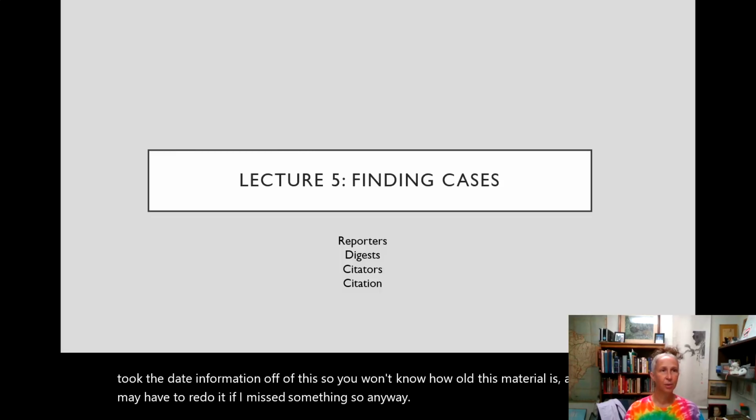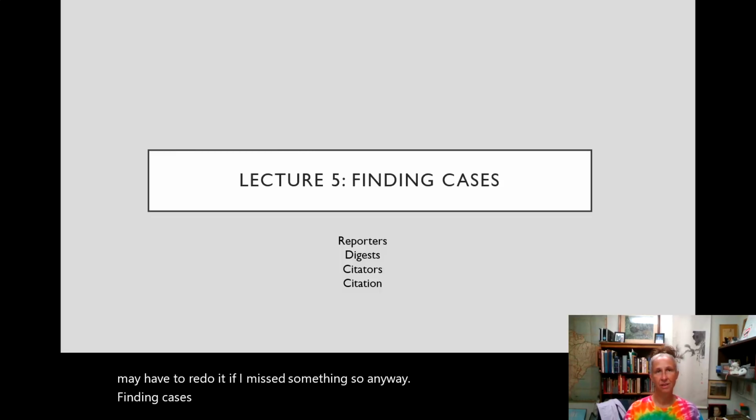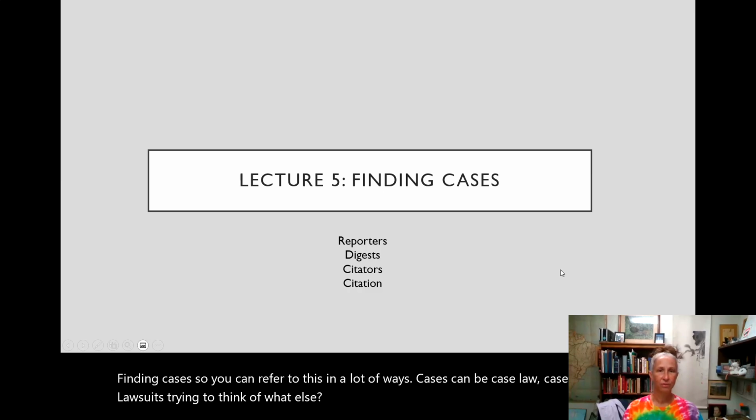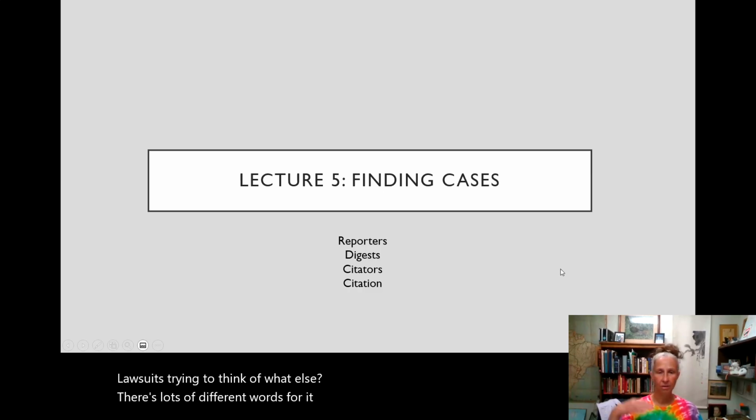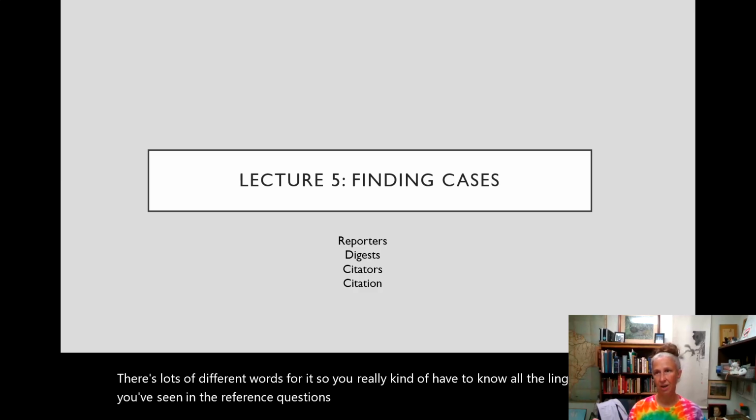Finding cases. So you can refer to this in a lot of ways. Cases can be case law, cases, opinions, lawsuits. Trying to think of what else. There's lots of different words for it. So you really kind of have to know all the lingo, and you've seen in the reference questions that attorneys use a lot of jargon, librarians use a lot of jargon, maybe more.